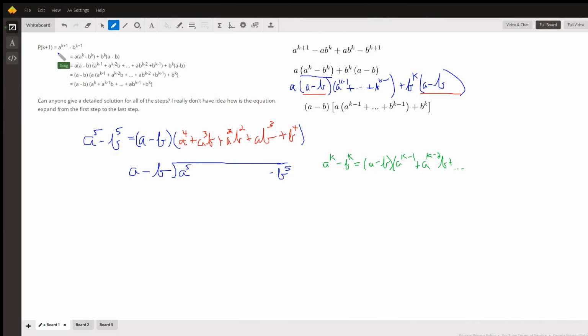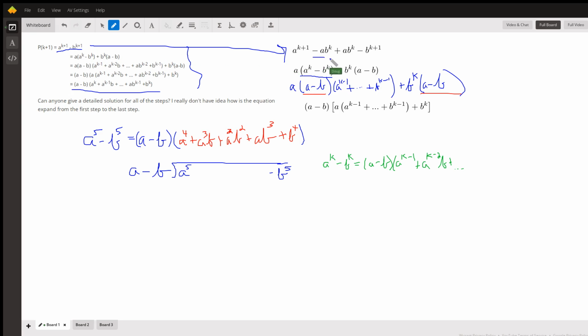Okay, so it looks like the question is, how do you get from here to here? What is the logic that allows you to make all these conclusions here? So this first step right here, here's the little trick.